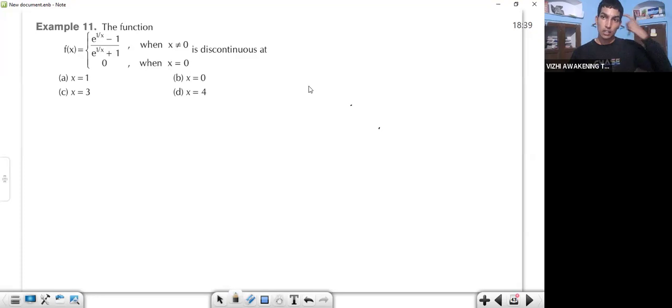So now tell me, on what point we have to check the discontinuity of this function? At what point is this function changing?